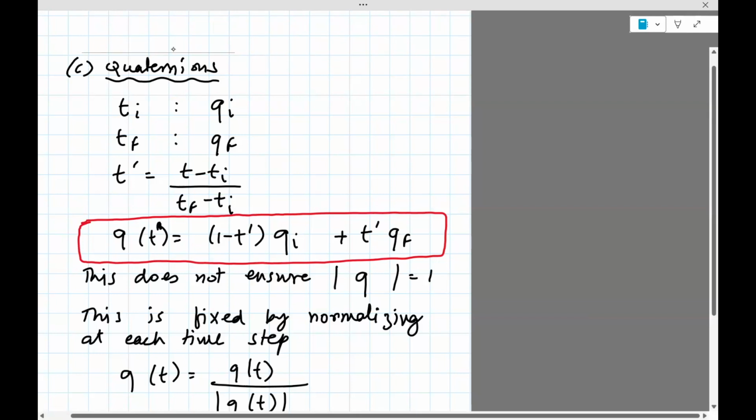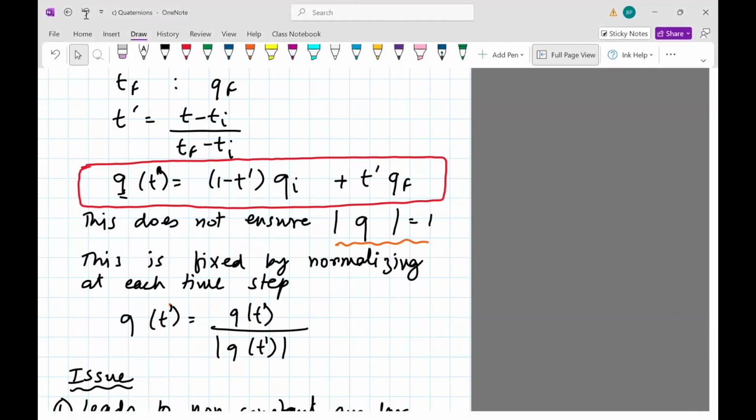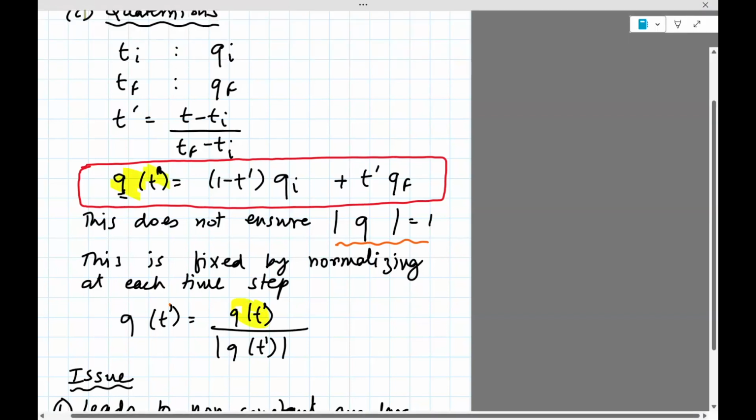There's going to be one issue though, which is that this doesn't ensure that the modulus or the norm is 1, because who knows what happens when you take individual elements and interpolate, right? So this is fixed at every time step by just taking the Q and then normalizing. So this Q is here and here, and this is the new Q, which comes from normalizing.